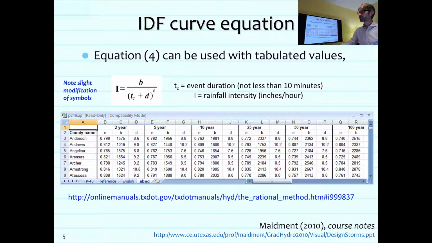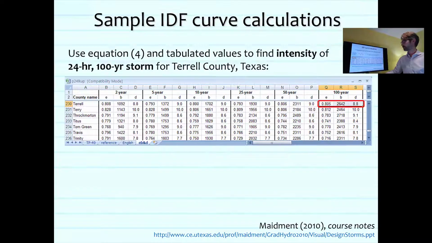We can tabulate those values for different return periods for a number of different counties in Texas. So this is a manual from the Texas Department of Transportation. And all you would do here is plug in the values for E, B, and D into this equation for your desired event duration, and then you can calculate the intensity.